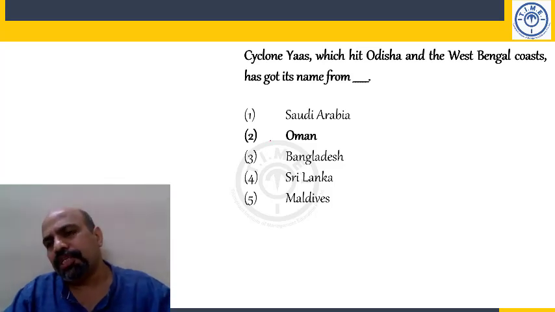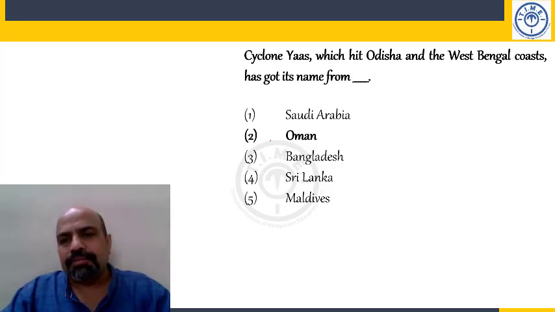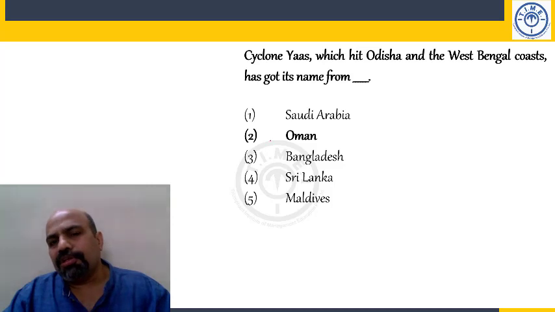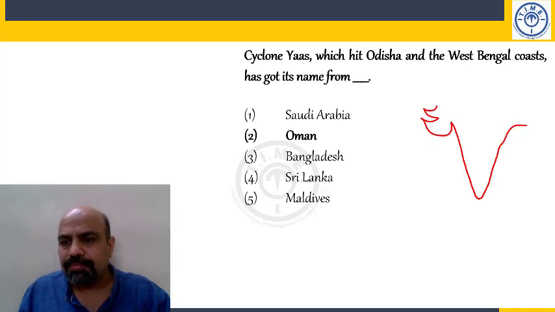Cyclone Yaas, which hit Odisha and the West Bengal coast, got its name from Oman. Okay, Oman. See, the funny thing is, this is where Yaas hit. Yaas came from where? This is where Oman is.